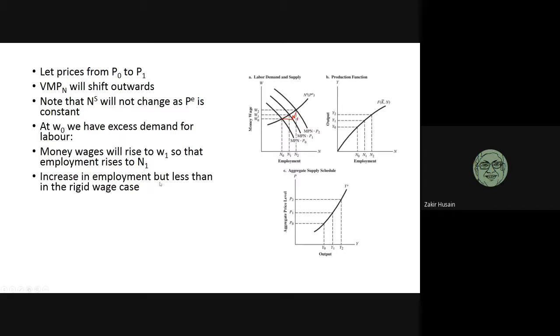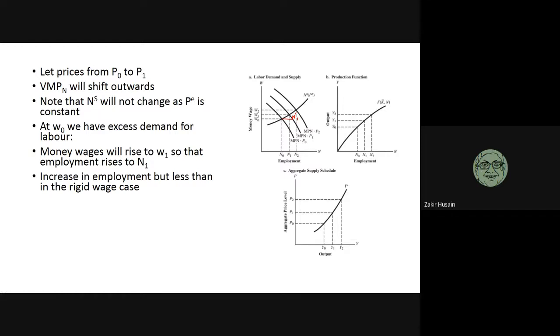So there's an increase in employment, okay, from N0 to N1. But the increase is less than in the rigid wage case. If wages are constant, that means the cost of hiring is the same, so you are prepared to hire more workers. If the wage rate rises, your demand will fall, it will reduce along the demand curve. So you move like this. So the initial increase is a shift in demand. This is a movement along the demand curve to N1.